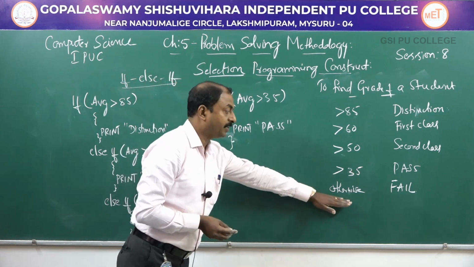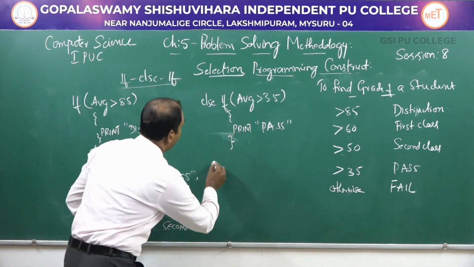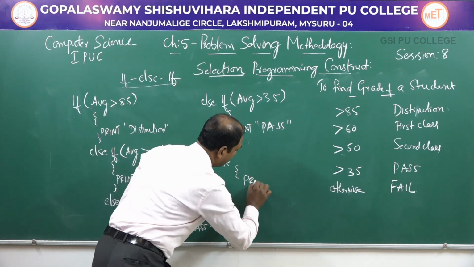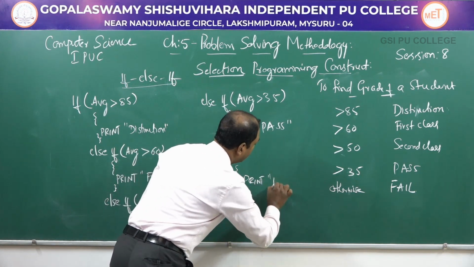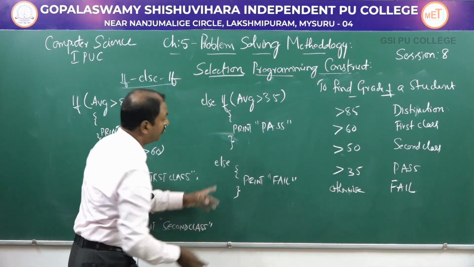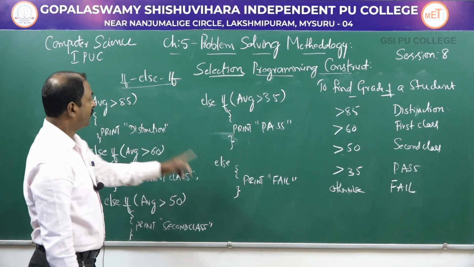that is the default condition or default statement. Here we write else, print fail, and close this. So this is the end of the if else if construct.